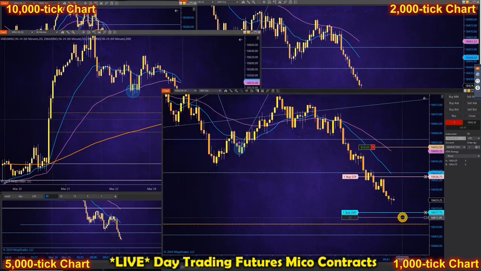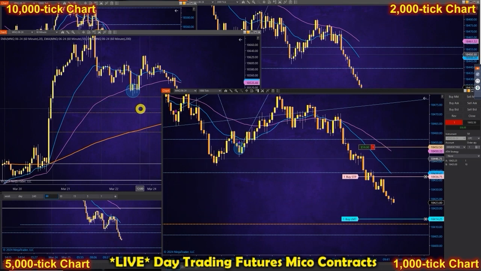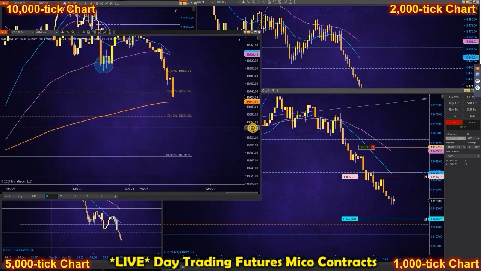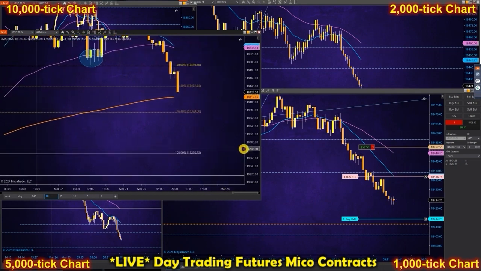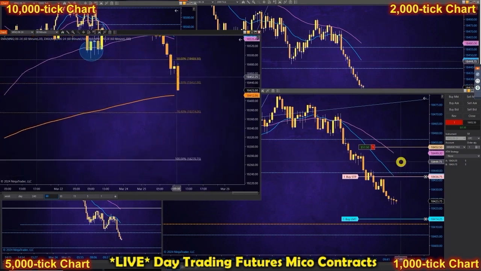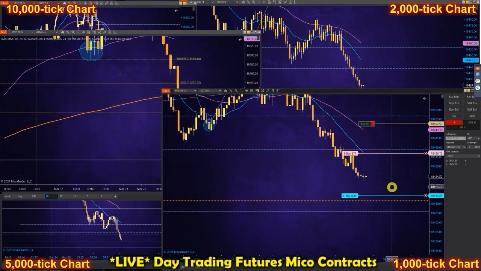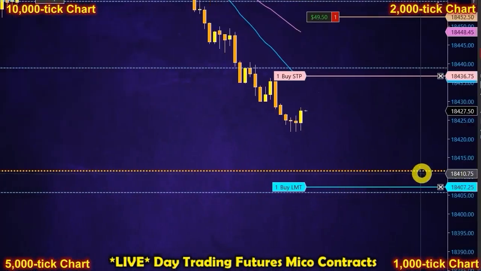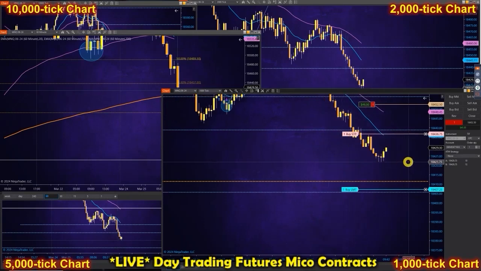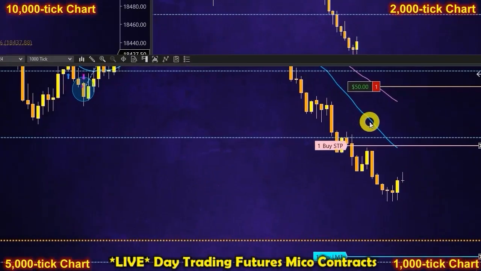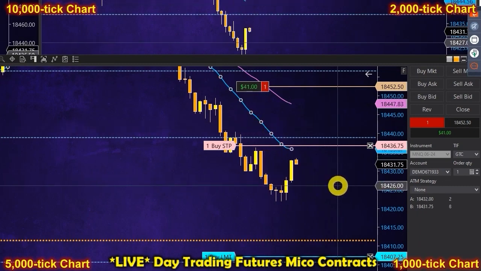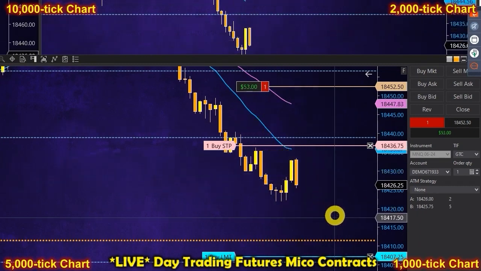I'm not trying to get greedy, but at the same time, you got to let it run. When things run, they run, and you got to let them run. It's one thing I'm trying to get better at this year: let my winners run. Okay, let those winners run. We got another liquidity level right down here. I'm just going to keep it on these pivot levels. I'm going to keep it above the 20 EMA in case it stays below the 20 EMA. And if it comes up here and gets me, if it stays below the 20 EMA, I'm going to be all right.